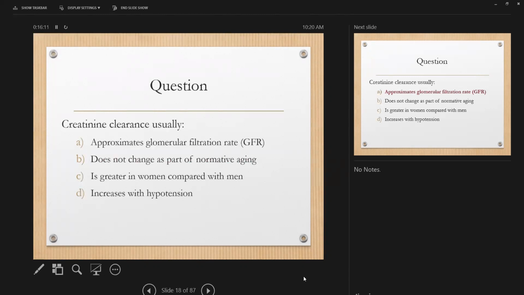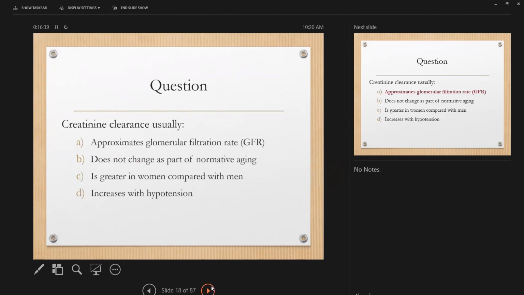Creatinine clearance usually approximates how well that glomerulus is able to filtrate. And remember what I just said a second ago. If your creatinine begins to rise, either something's happening skeletal muscle-wise or something's happening with the kidney's functioning. How are we able to determine kidney functioning? GFR, creatinine, and BUN. So A is your most correct answer.